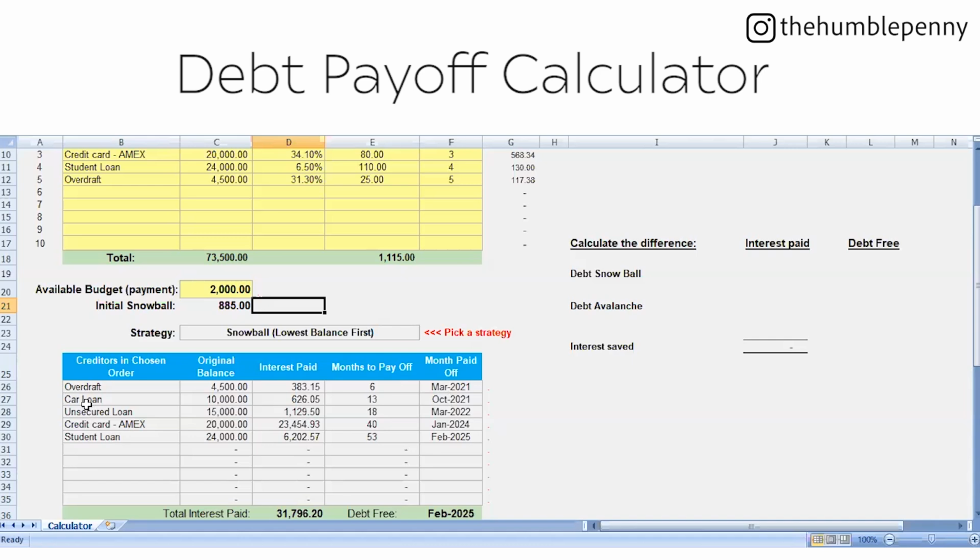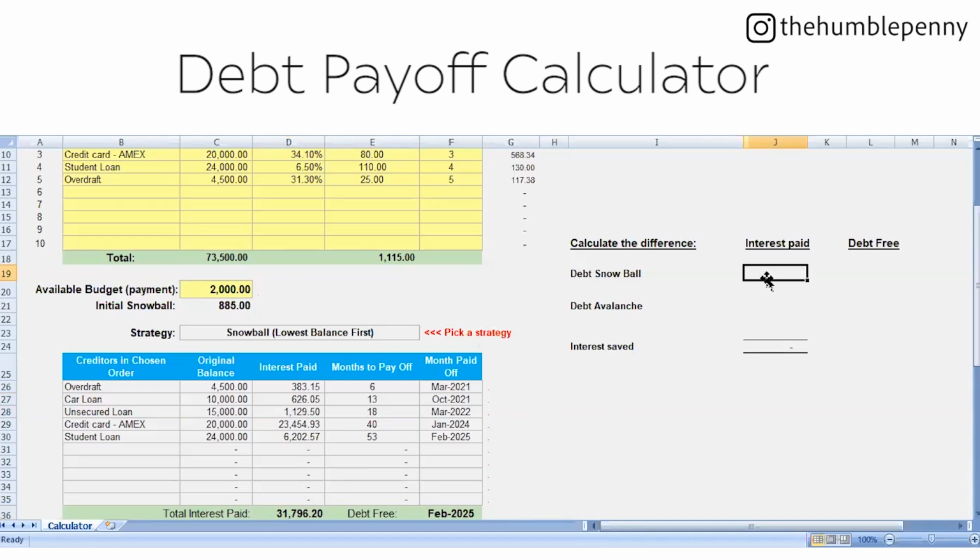Then the next debt, which is the car loan, they would pay off over the next 13 months. You can see the motivation there, because there are small wins built into paying off debt in this way. So 6 months, then 13 months for the next, and then 18 months for the next one, and so on. But keep an eye here on the total interest paid.